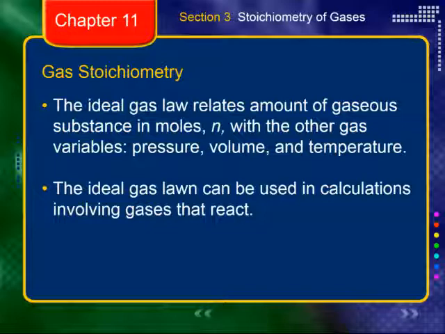So let's apply this idea that Gay-Lussac started to our stoichiometry, but now we can talk about stoichiometry of gases. So we have the ideal gas law, and the ideal gas law relates the amount of gaseous substances in terms of moles with the other gas variables like pressure, volume, and temperature, the typical ones, right? Ideal gas law, PV equals nRT. Right, so once we have moles in there, we have the ideal gas law. The ideal gas law can be used in calculations involving gases that react.